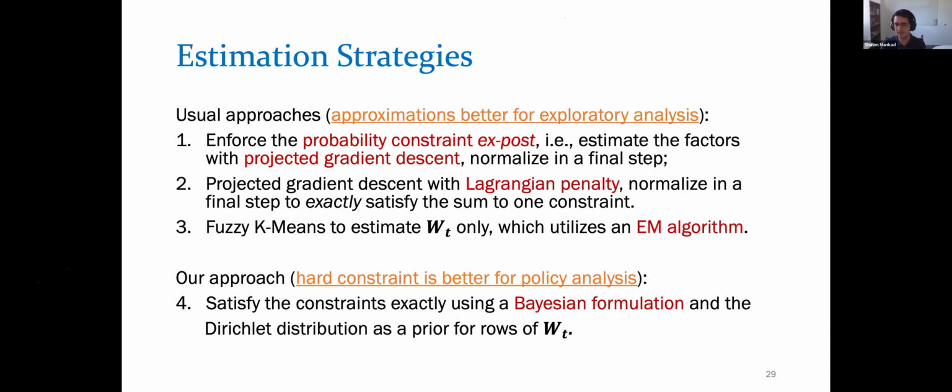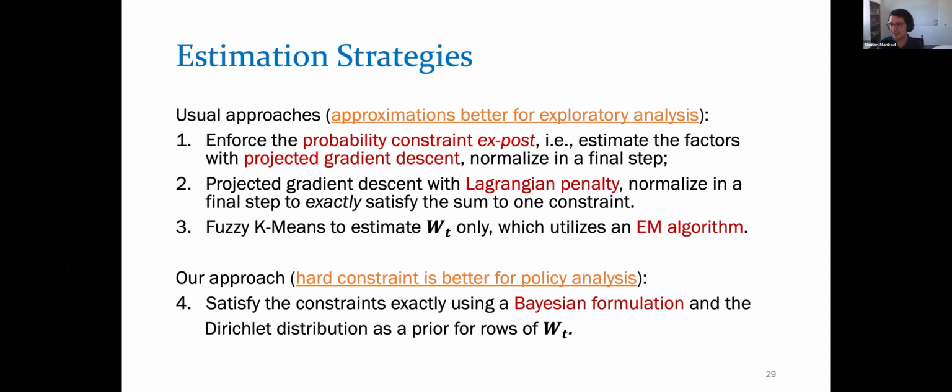We took a slightly different approach because, again, I'm doing this from the perspective of policy. So I don't care if the algorithm is slow, and indeed our estimation is extremely slow, because Markov chain Monte Carlo estimation is not going to be as fast as projected gradient descent. It's just computationally not comparable.